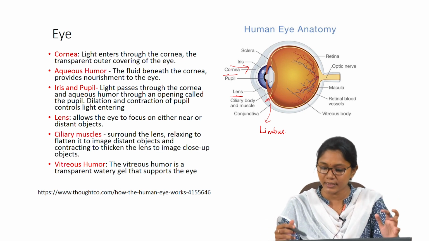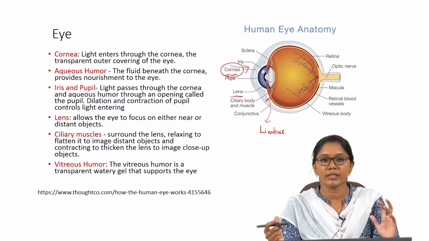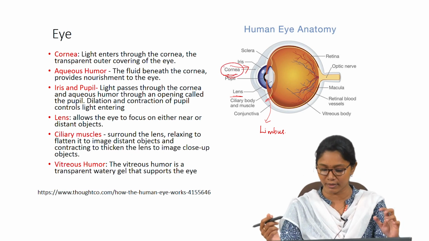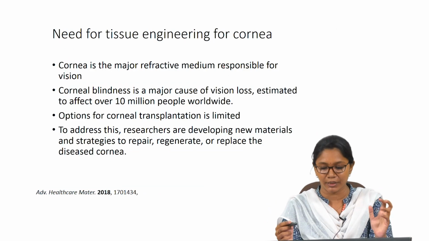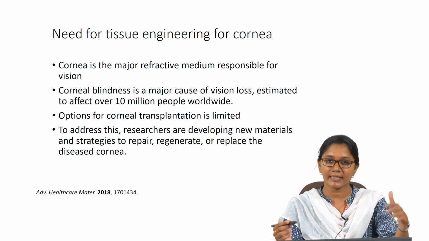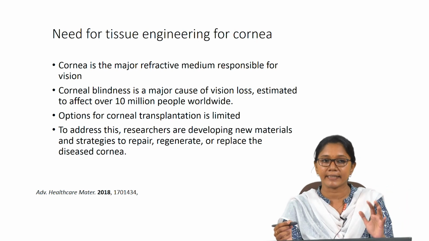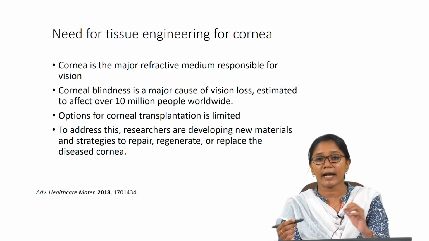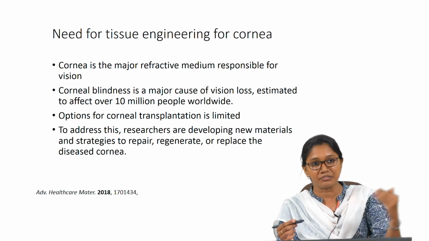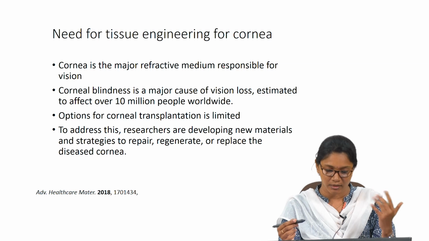Out of all this, we are going to be studying the cornea, and why a tissue engineering approach is necessary for corneal repair. So why do we need tissue engineering for corneal repair? As I have already mentioned, the cornea is an avascular membrane and it gives you the strength and the transparency that is necessary, and it is a major region where refraction of the light happens, and that is the reason why our vision is possible.